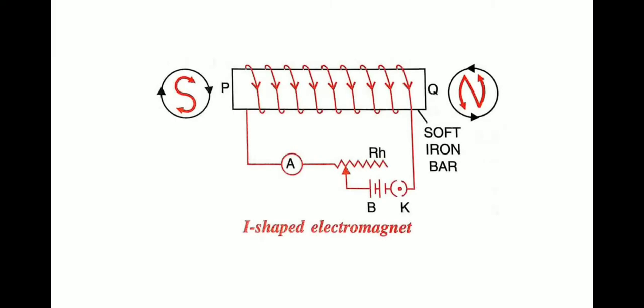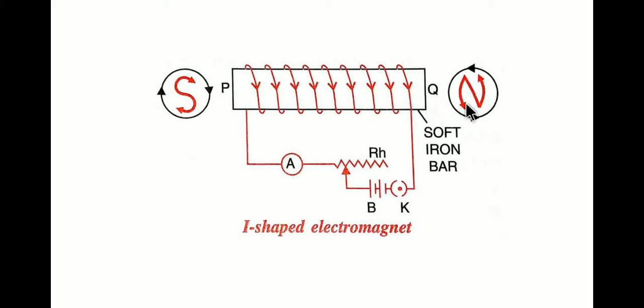When a soft iron is placed in this way and the copper wire is wound around the soft iron, then when the current is passed through this coil, this piece of iron along with the coil will act like a magnet, shaped like a bar magnet. So this is a bar electromagnet. Here this will be the south pole because this is the clockwise direction if you look at the coil from this side, and if you look at the coil from the other side it will be anti-clockwise direction, so it will be north pole.